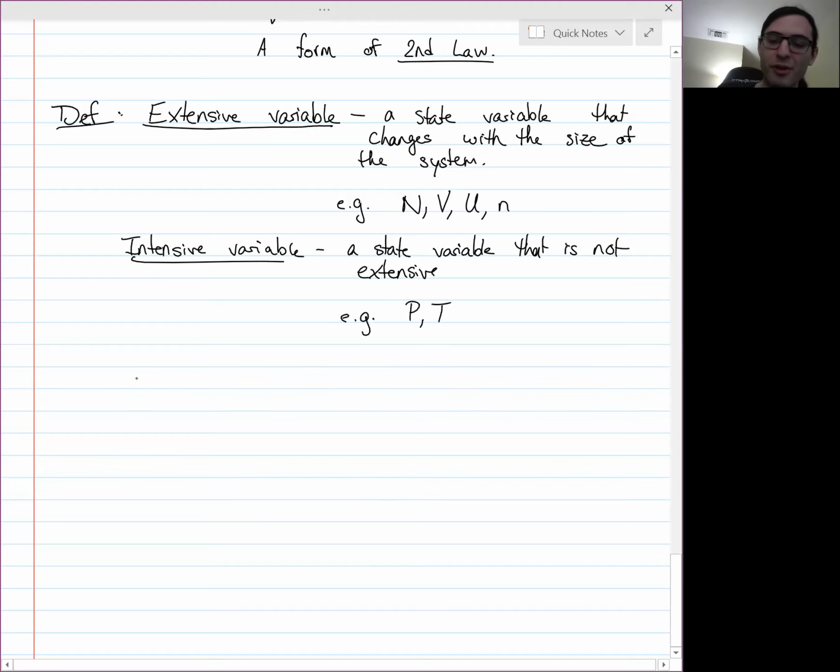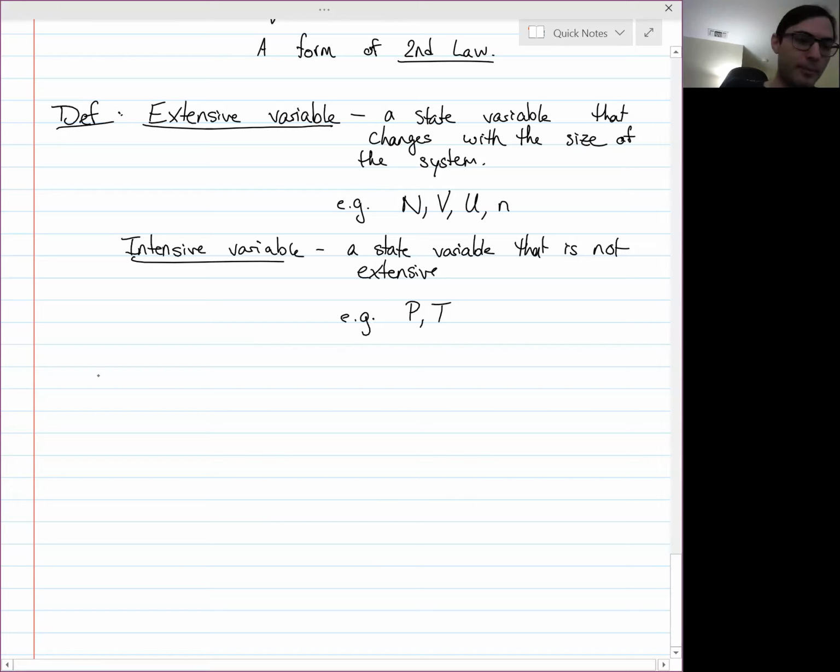And just from the definition, I don't even need to write this, just using the definitions that I gave you, every state variable is either extensive or not extensive, i.e. it's either intensive or extensive. And so we needed these definitions so that we can try to build the quantities that we need in order to mathematically describe the second law.